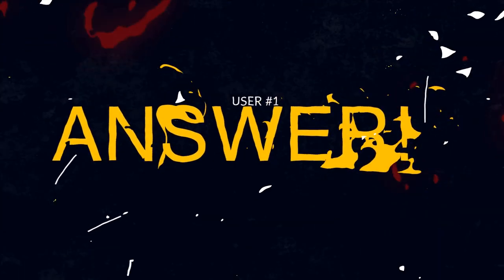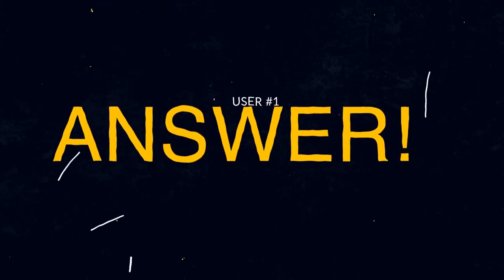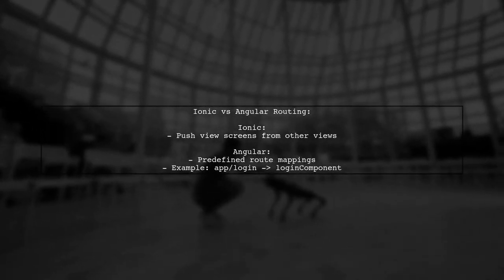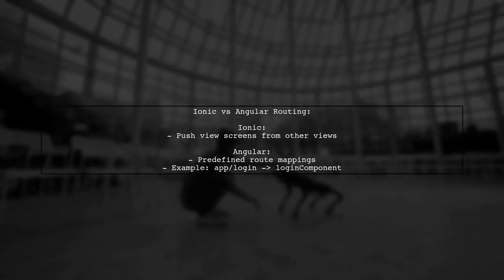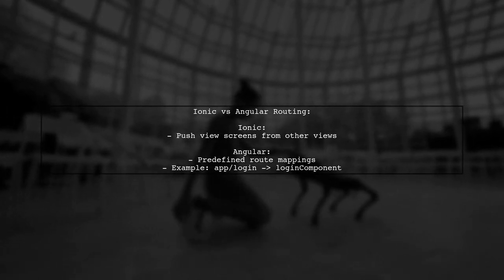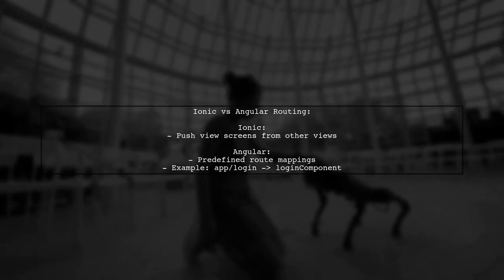Let's now look at a user-suggested answer. In Ionic, you push a view screen from another view. In contrast, Angular uses predefined route mappings. For example, navigating to app login redirects you to the login route associated with the login component.